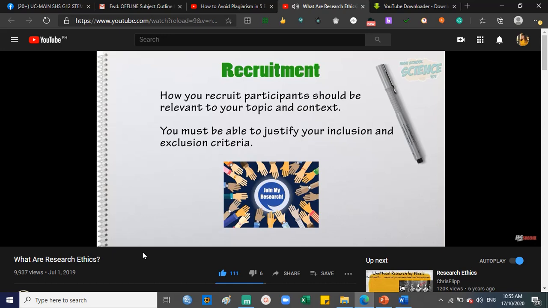Again, this links in with that example that I just gave you of me being a teacher doing research with my students. If I recruit all the students within my classes that I personally teach, that could interfere with their ability to think that this is a voluntary study, and they might feel compelled to have to participate.